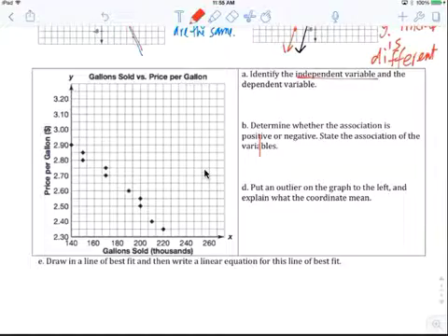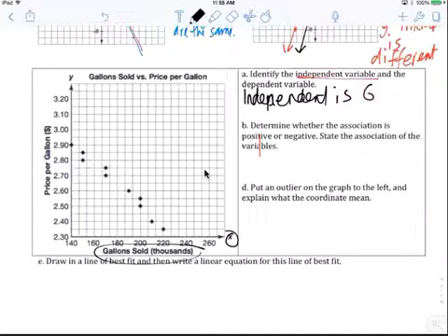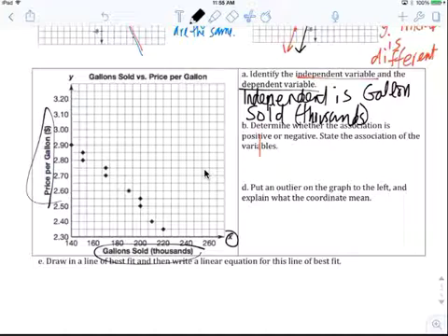Determine the independent variable. Independent X: gallons sold in thousands. Oh, my husband's home, so loud, sorry. And dependent is price per gallon in dollars. I wrote too big, sorry you guys, but you know what I mean.